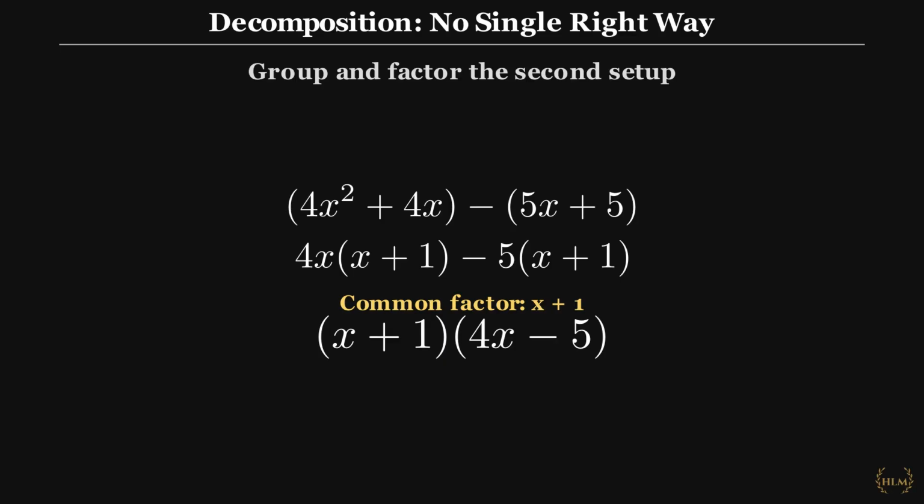So then when we factor out the x plus 1, which is common from both, we get x plus 1 in brackets, and then the bracket 4x minus 5, which is the remaining from both sets. So as you can see, the factored form is the same in both situations.